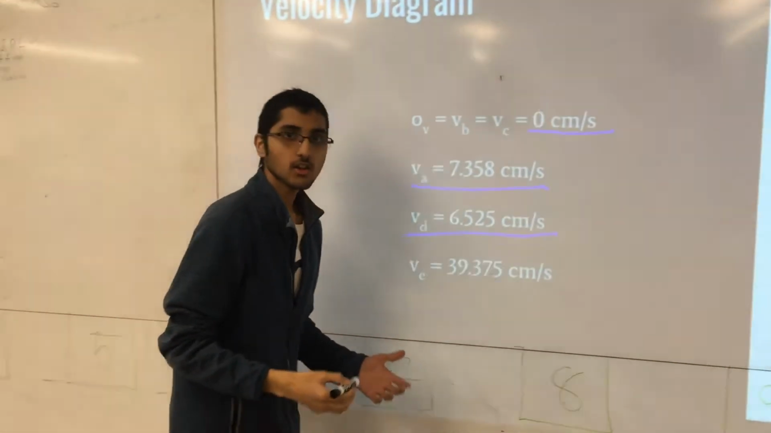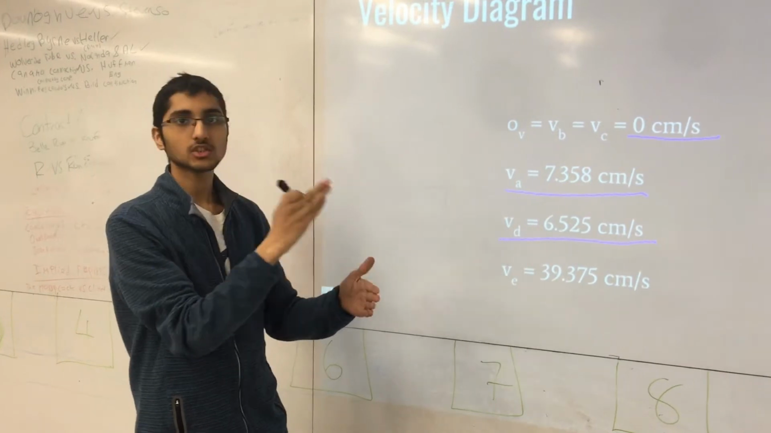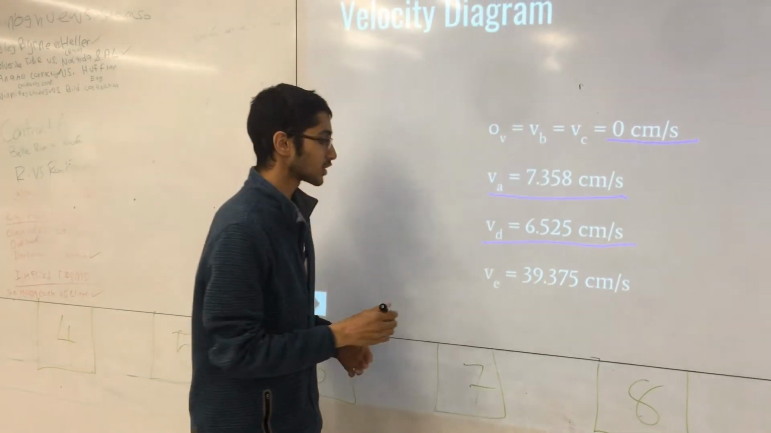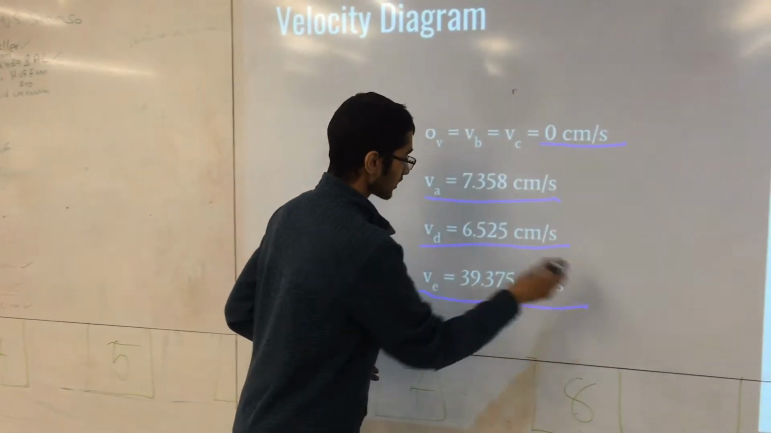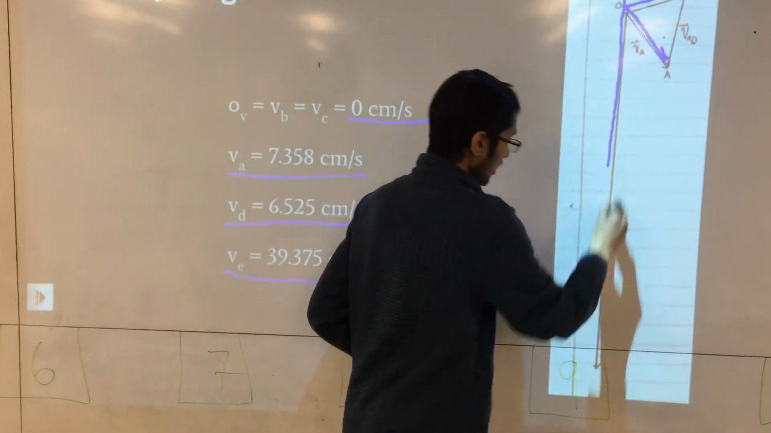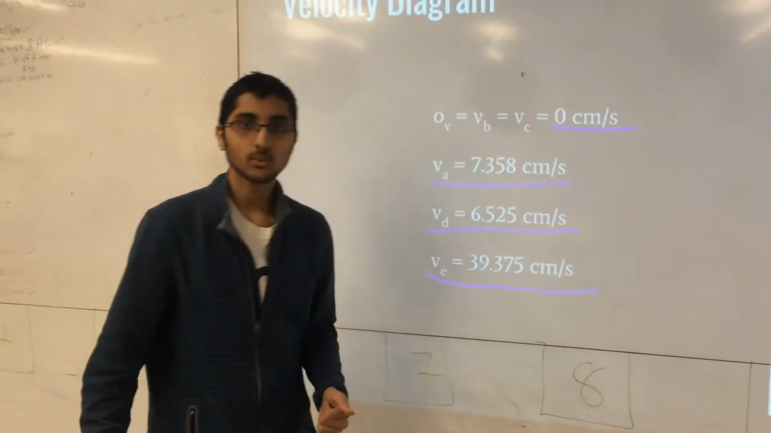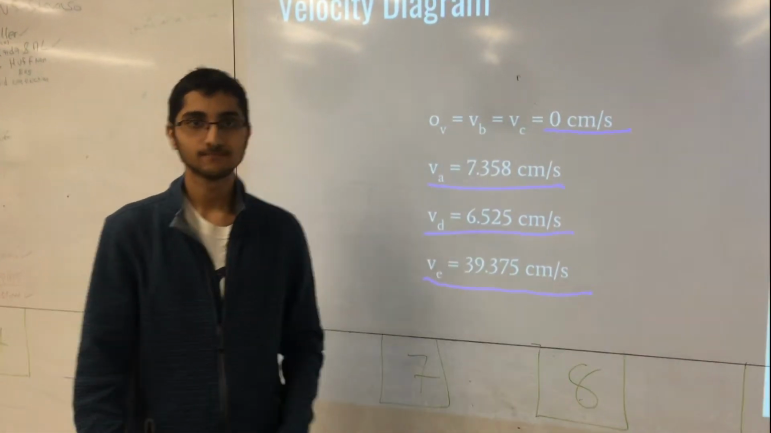Remember that the velocities are always perpendicular to the actual direction of the linkages themselves. VE, which is also the velocity of the wing flap, is this long one down here, and it is 39.375 centimeters per second.